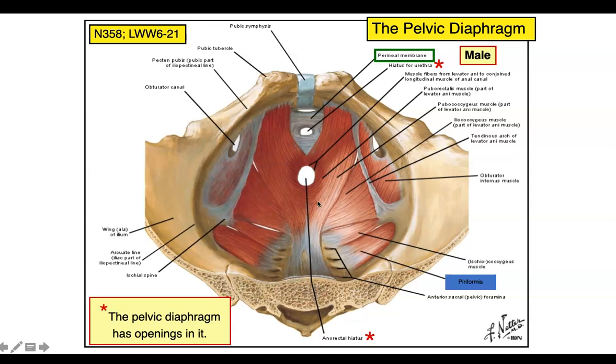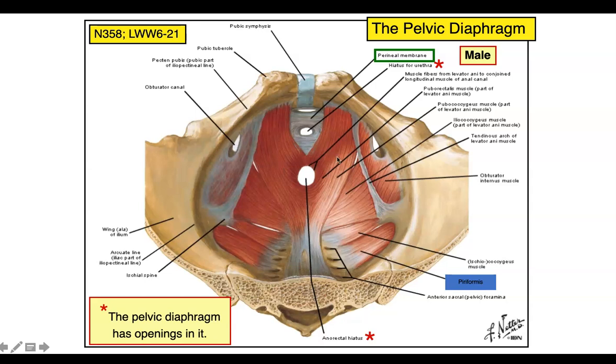Inferiorly, the floor of the pelvic cavity is formed by two muscles. Anteriorly, there is the muscle with three different parts called levator ani. Posteriorly, there is a small triangular muscle called ischiococcygeus, or coccygeus. Levator ani and coccygeus form the pelvic diaphragm. The obturator internus, which forms the lateral wall, and the piriformis, which forms the posterior wall, are not part of the pelvic diaphragm.